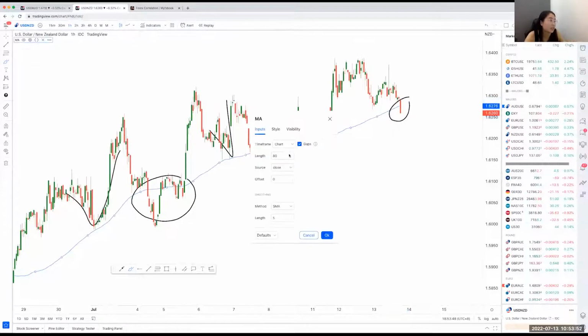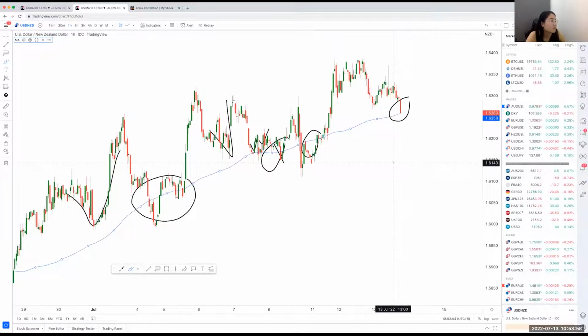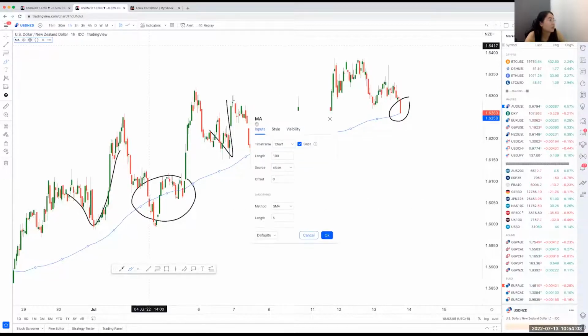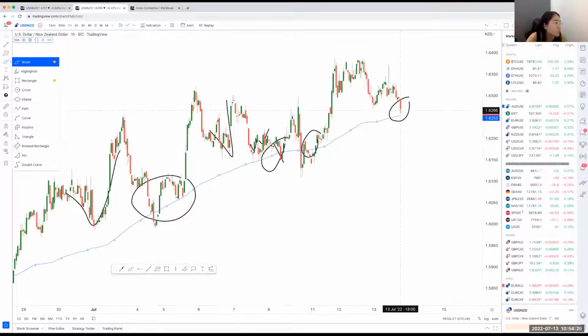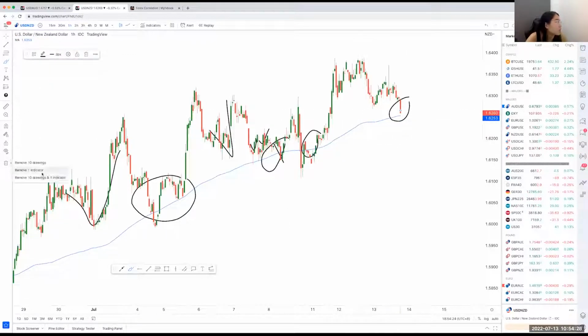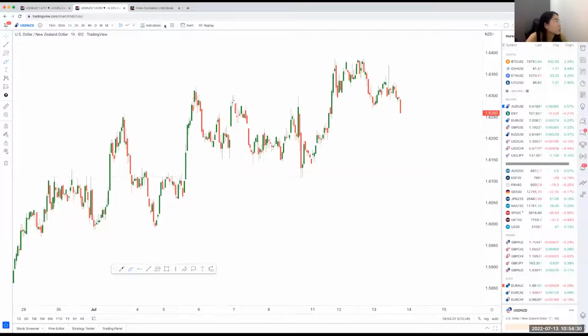That means we need to tweak it again until we find a better one. Okay, 100 is not the setting as well, maybe 120. Okay, 120 looks like a little bit better setting, right? We need to find the best settings for the charts. Why? Because we are using this to get our entry, right? You know what I mean? We are using this to get our entry.